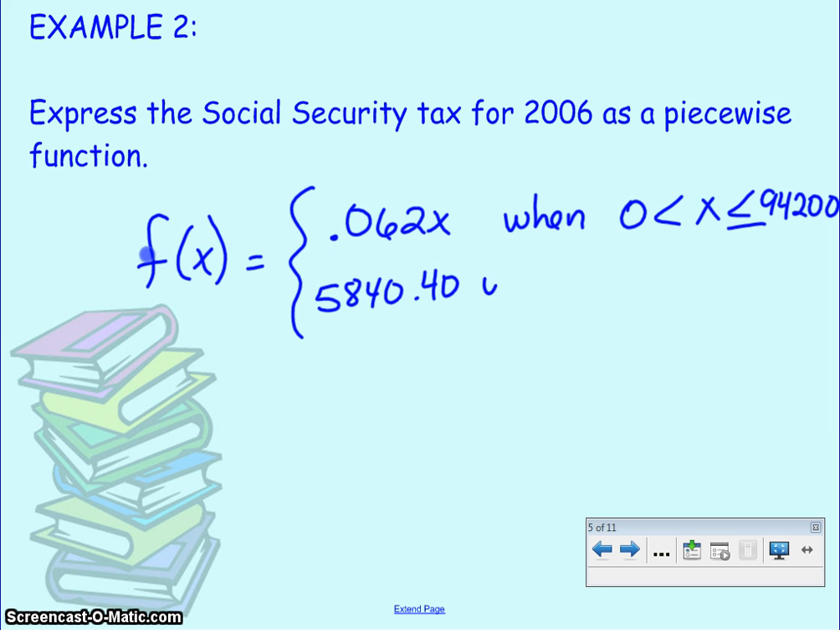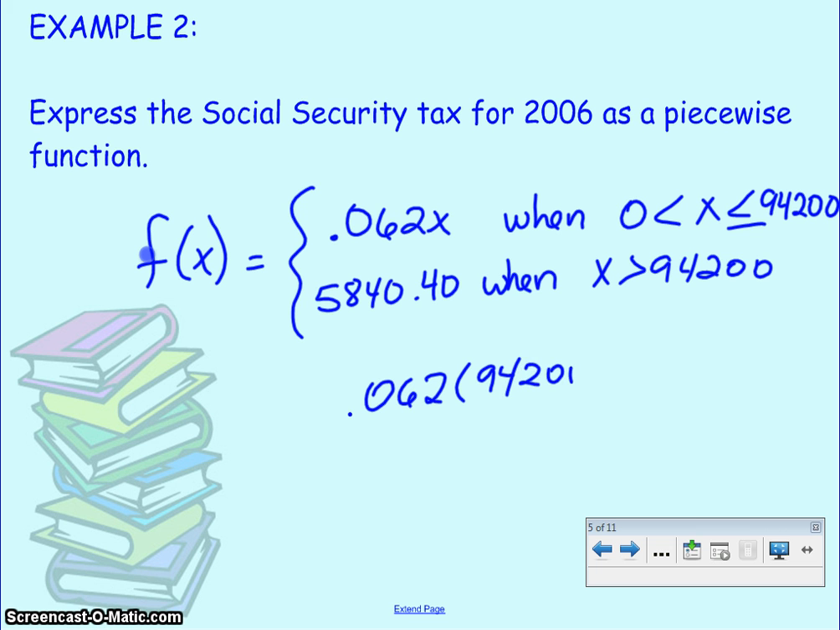$5,840.40 when someone is earning greater than the $94,200. Now some of you there might be saying, okay, where did she come up with $5,840.40? Seems like I just kind of pulled that out of the air, but that's not exactly true. If I take the 0.062 and I multiply it by that table maximum, which was the $94,200, if all of you have your calculators out, you can multiply that through, and you'll find that you get $5,840.40.